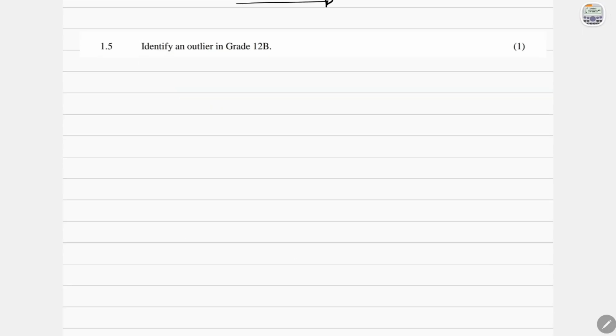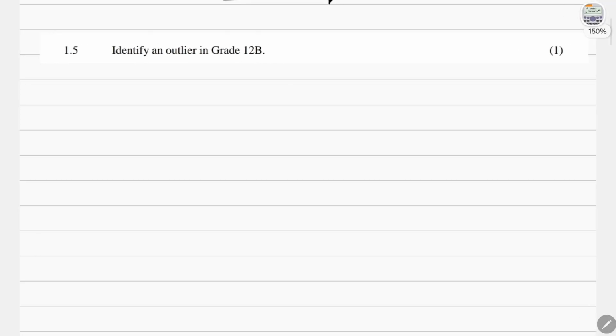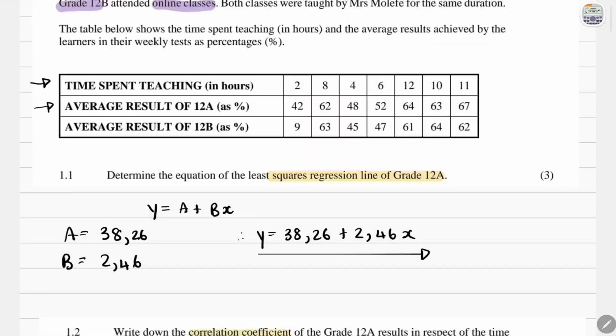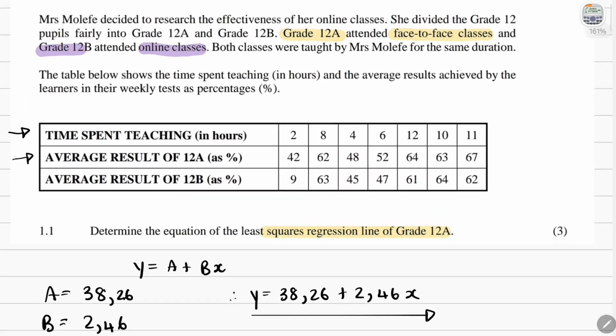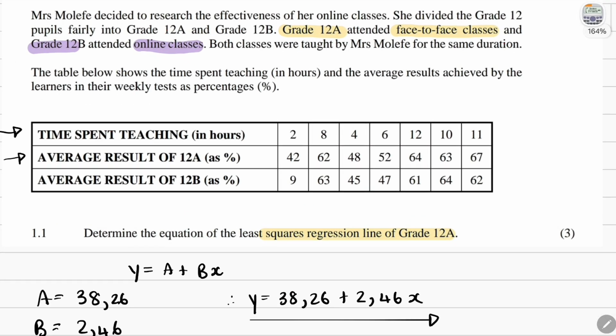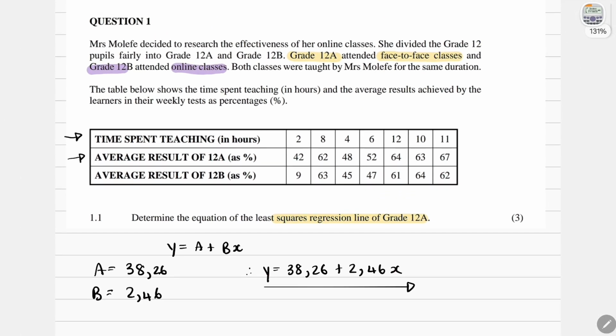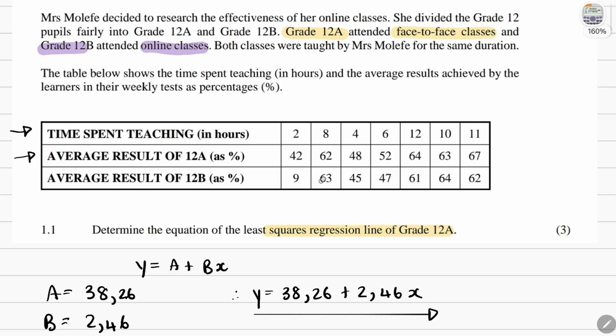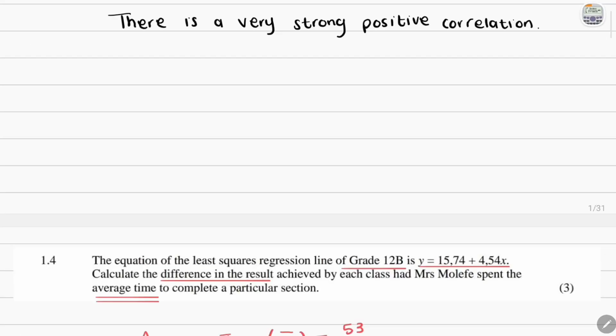Question 1.5 says, identify an outlier in grade 12B. So where's the outlier? You can see that in grade 12B, these marks are 63, 45, 47. They're really not that far apart. And then we see 9%. So that is the outlier. That one is far from the trend and far from the rest of your values.